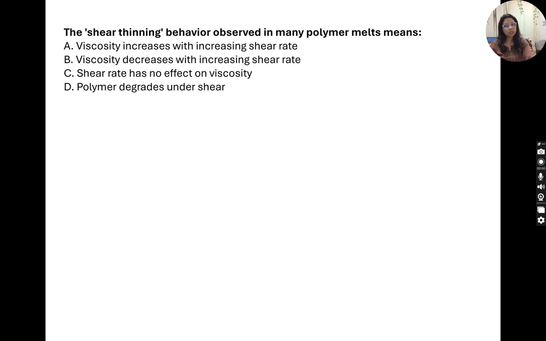We have read about shear thinning behavior in the rheology classes, and this question relates to that class. We have already read what shear thinning is. So why do polymers show shear thinning, and what does shear thinning mean? Either viscosity increases, decreases, has no effect, or the polymer degrades under shear. What does that mean?